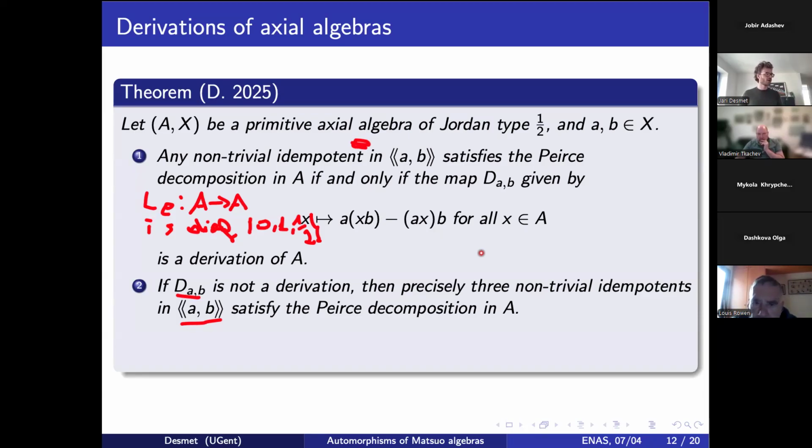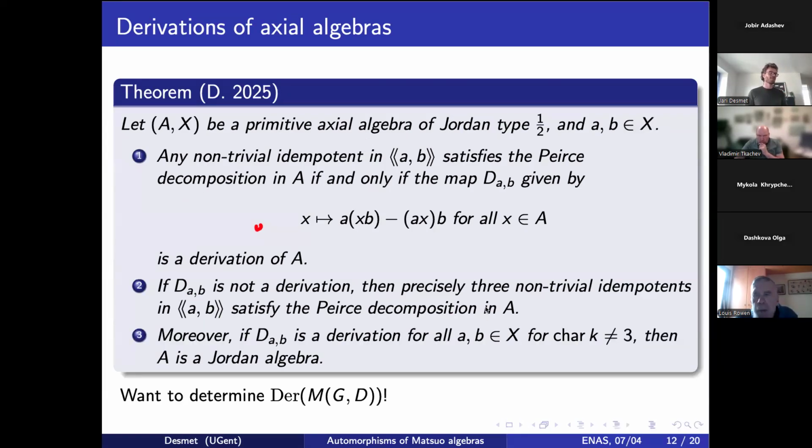Okay, so I was on the second point. If DAB is not a derivation, precisely 3 non-trivial idempotent, and then if it's a derivation for all elements in my generating set, so for all pairs of elements in my generating set, and the characteristic is not 3, then A turns out to be a Jordan algebra. So this really tells you the difference between Jordan algebras and Matsuo algebras.